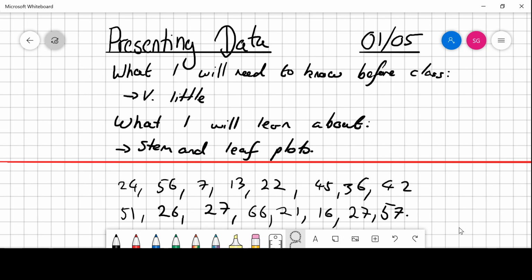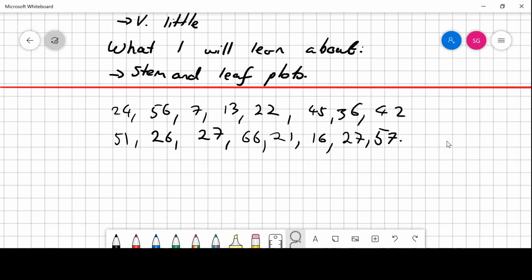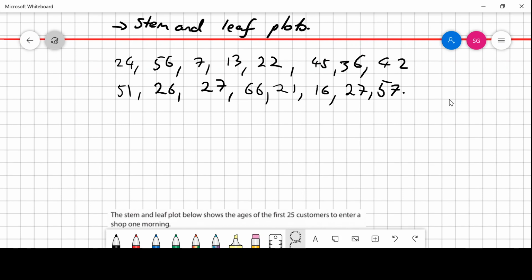Plots or diagrams, it doesn't really matter what you refer to them as. Now, for today's class, we're going to begin with, imagine I'm standing outside, asking each person who passes me, what's your age? And I start jotting down the answers of each person, and I end up getting something like this.